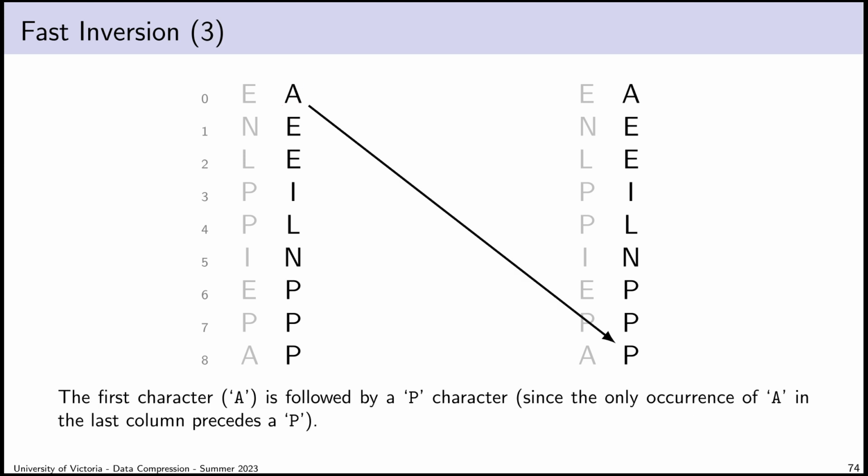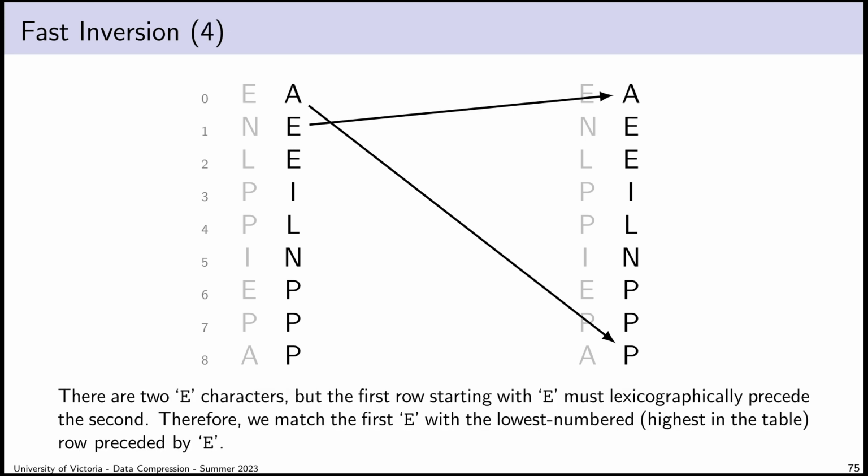And I can deduce that the first character, this A, is followed by a P character. That's because the only occurrence of an A in the last column is the one that comes before a P. So clearly, if I'm sitting on this character A, the next character has to be P. Okay, so all I'm doing is using 2 copies of this first column and just illustrating the relationship between one character and what comes after it.